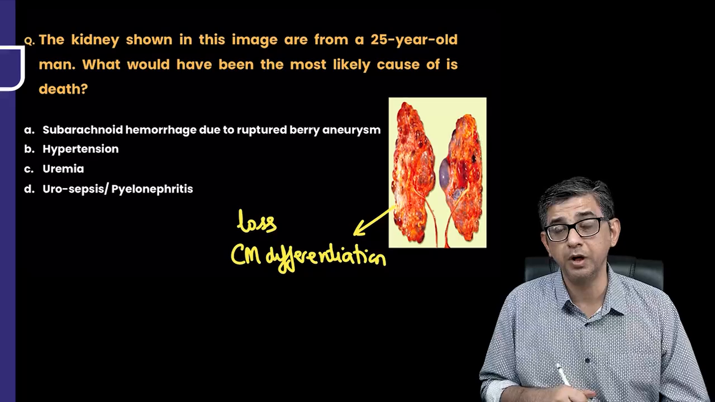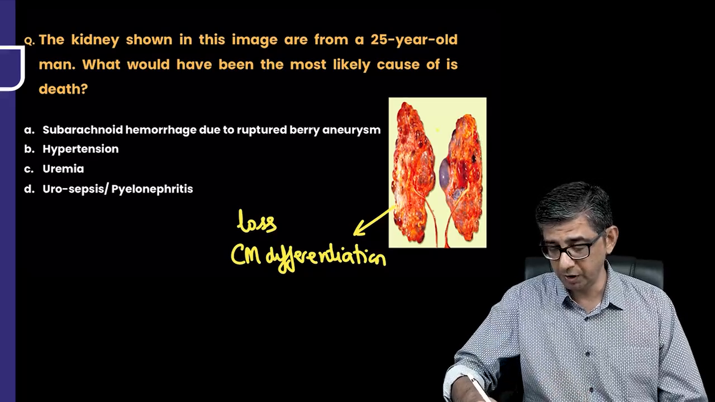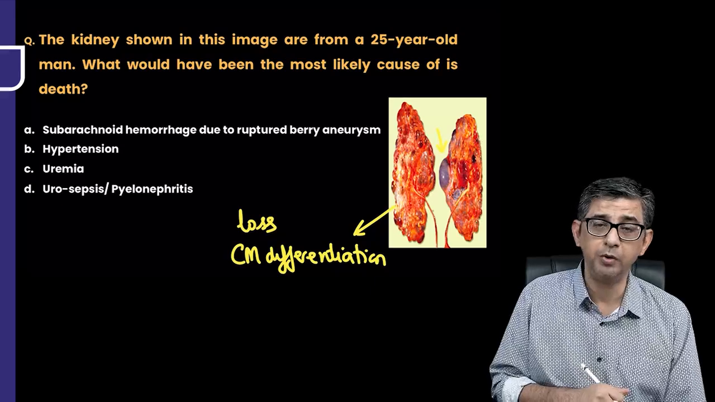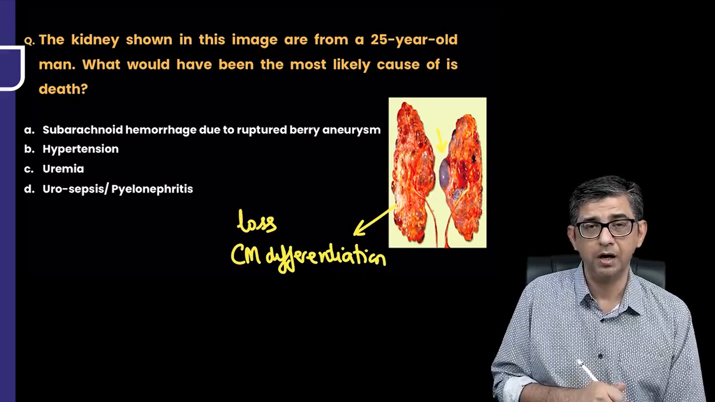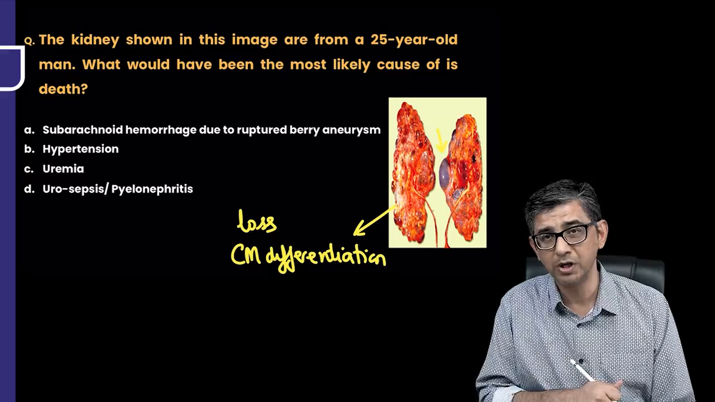One of the cysts is also appearing black. This cyst which is appearing black is because it might have been bleeding a long time ago, and then the blood will break down to produce hemosiderin.